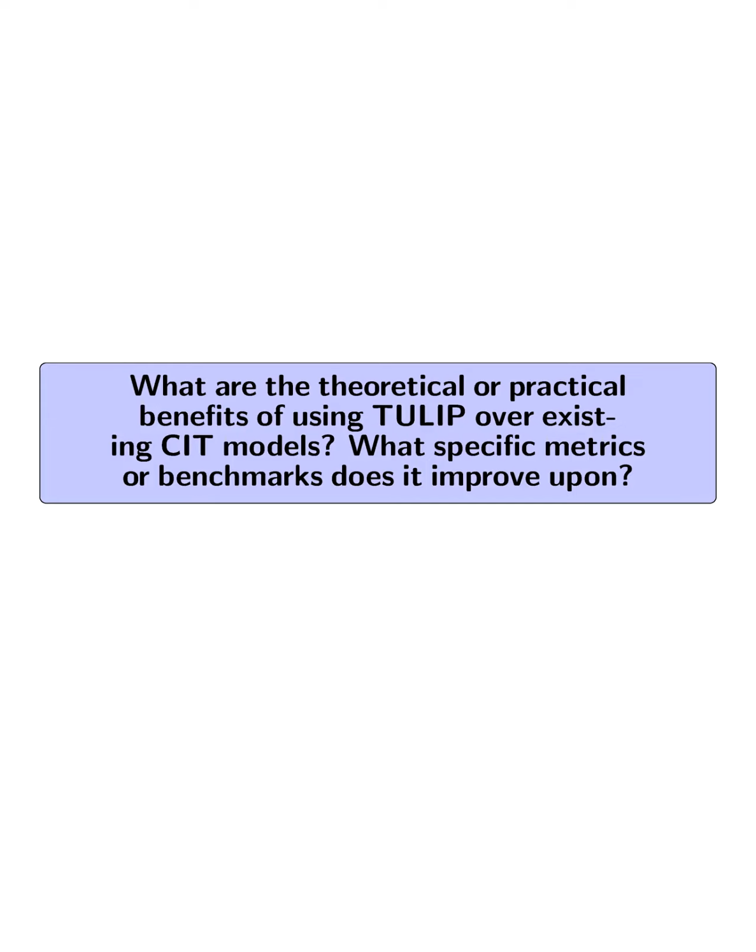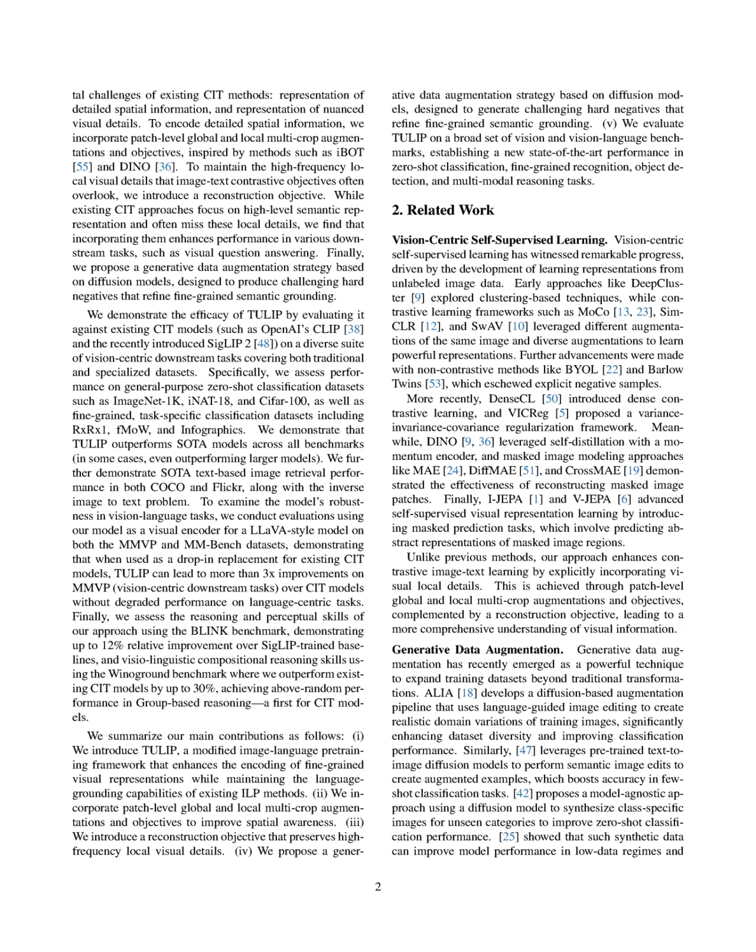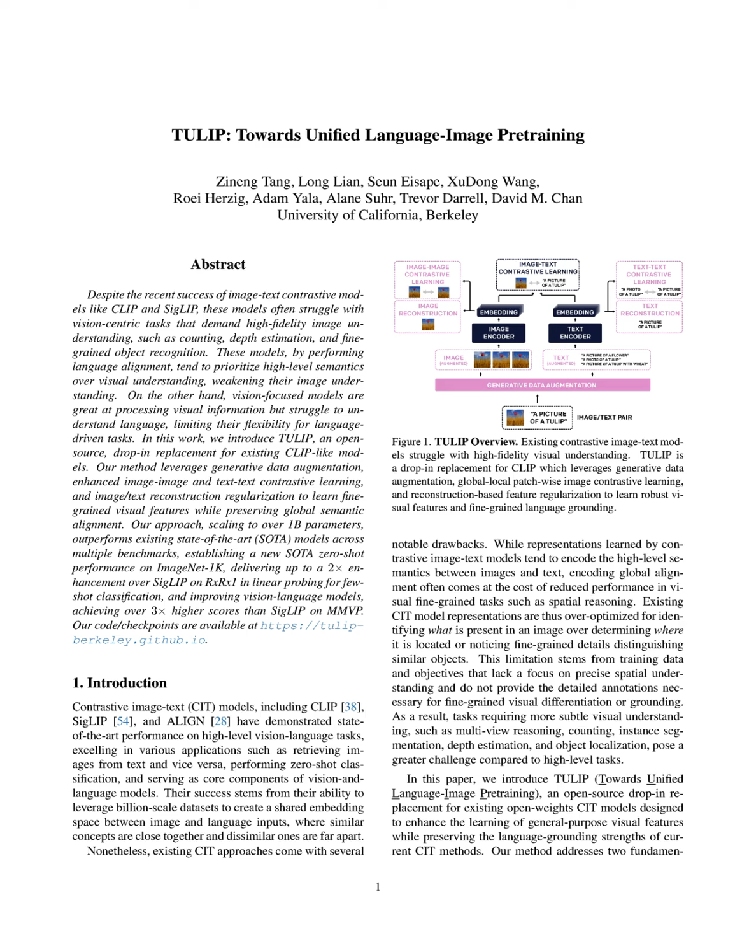What are the theoretical or practical benefits of using TULIP over existing CIT models? What specific metrics or benchmarks does it improve upon? TULIP offers significant theoretical and practical benefits over existing contrastive image text, CIT, models by enhancing the encoding of fine-grained visual representations and improving spatial awareness through patch-level global and local multi-crop augmentations. It also incorporates a reconstruction objective that preserves high-frequency local visual details, often overlooked by traditional CIT methods.